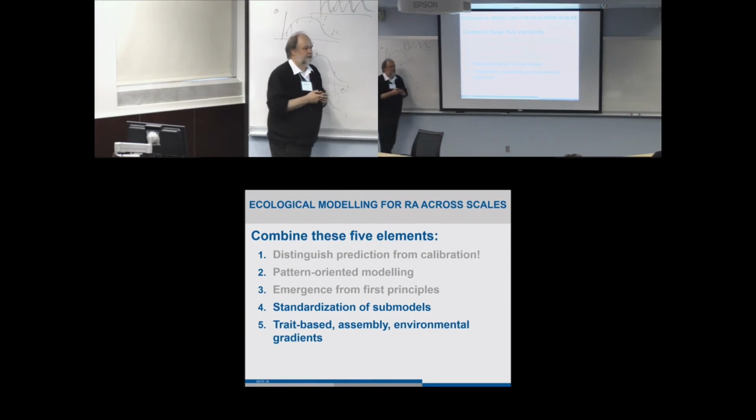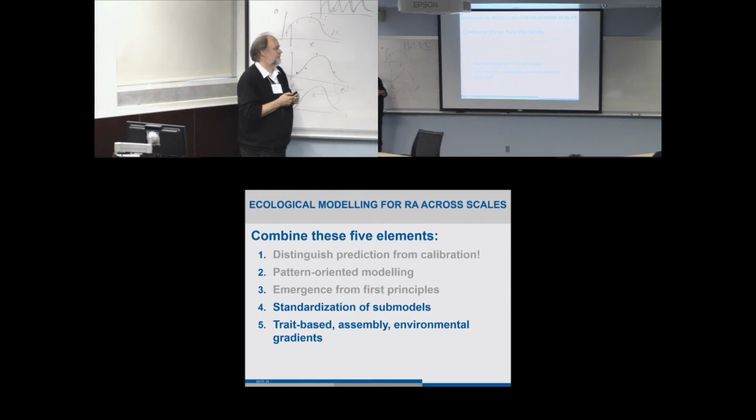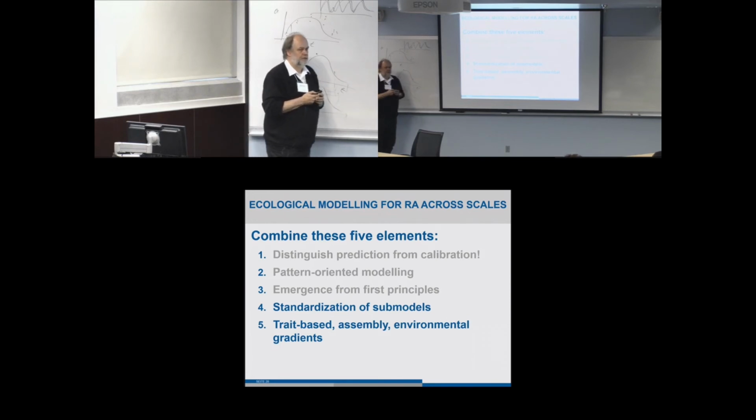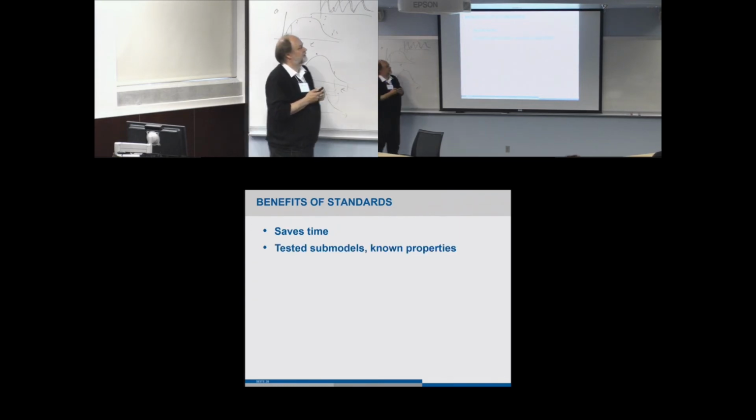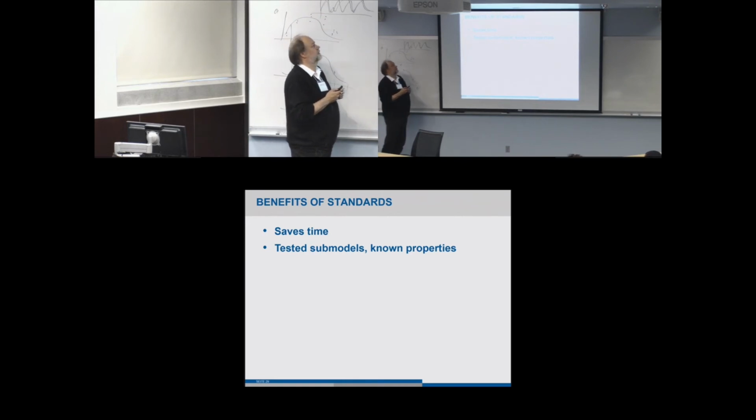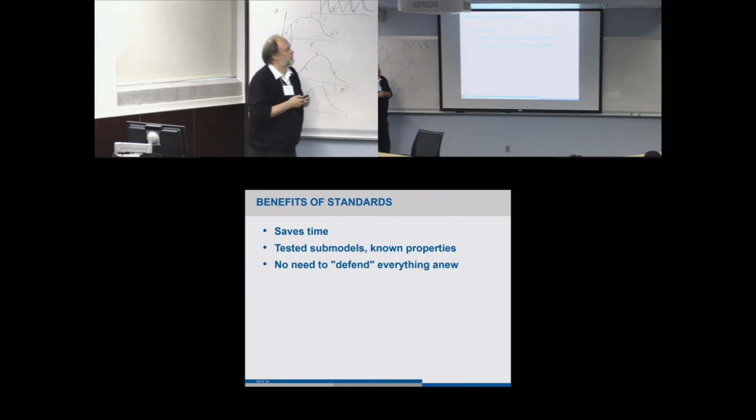Standardization of submodels. DEB is one example. There are others. And trait-based approaches using community assembly along environmental gradients. This is the approach which I think will play a big role in community ecology over the next years. So, benefits of standards: they save time. You can reuse things. You use tested submodels. DEB has been tested in many, many cases. You don't have to debate all the time about all the equations because the properties are known.